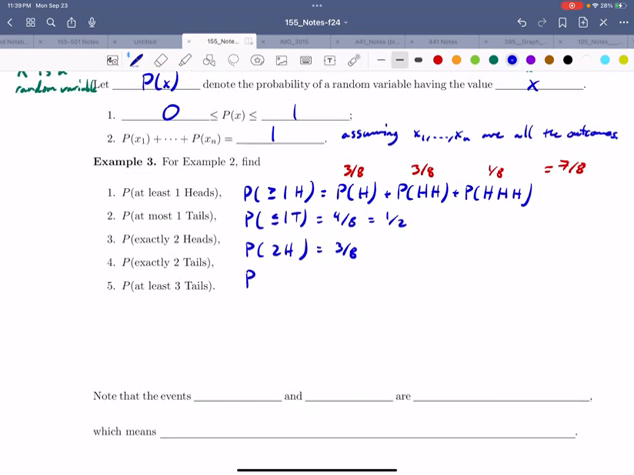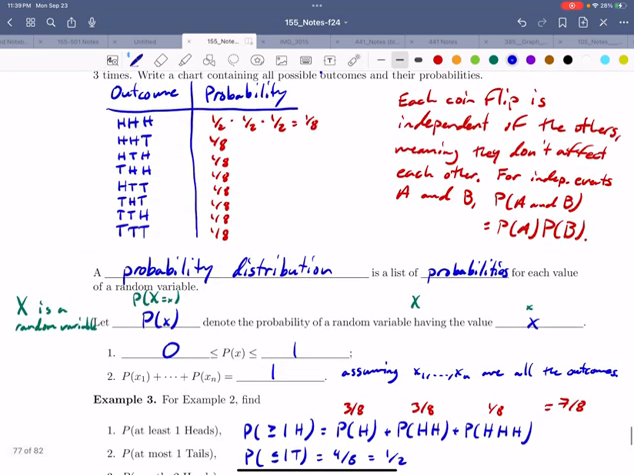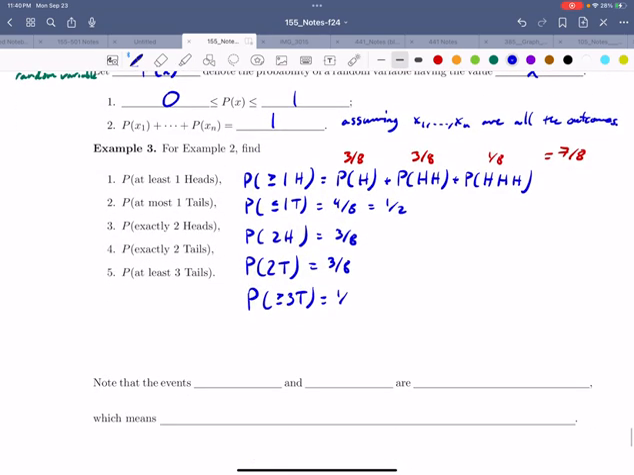Probability of exactly 2 tails, it's the same as the probability of exactly 1 heads, which is 3/8. And then the probability that we get at least 3 tails. Well, not very exciting. It's just the one case.